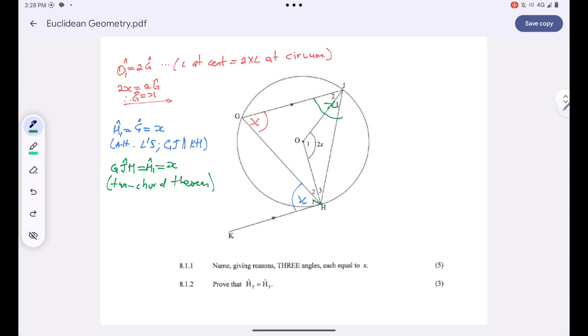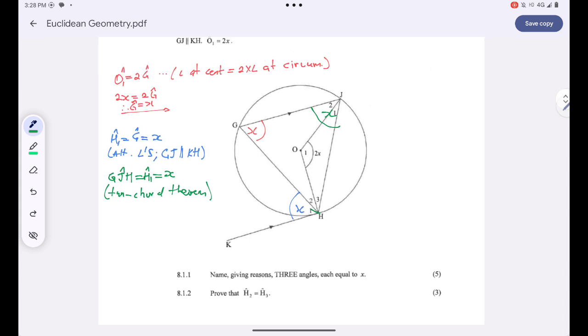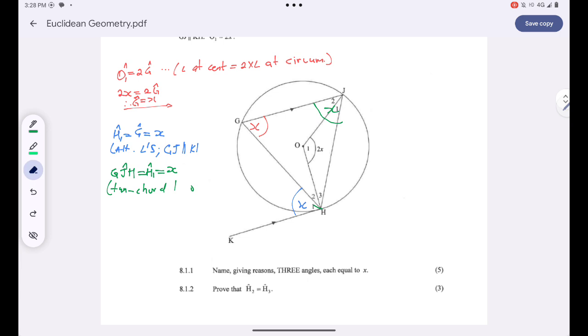Now we are supposed to prove that angle H2 and H3 are equal. How can we show that? Let me erase.